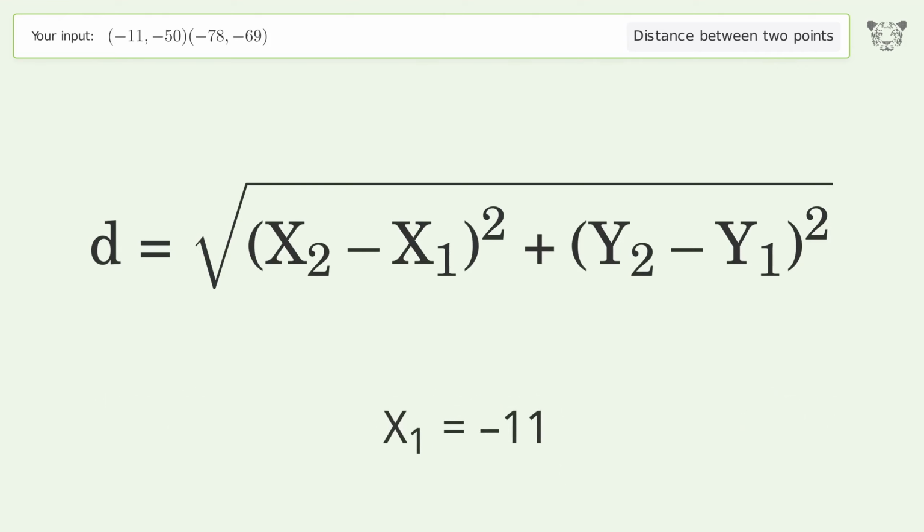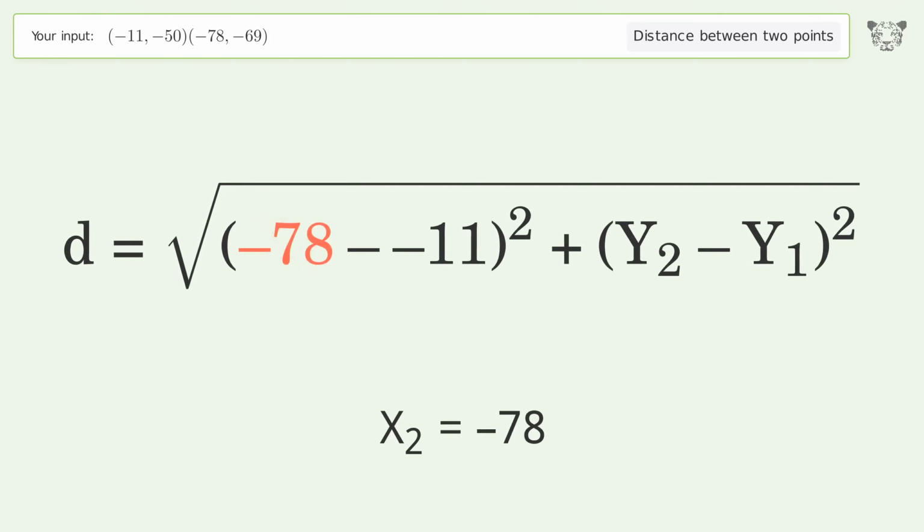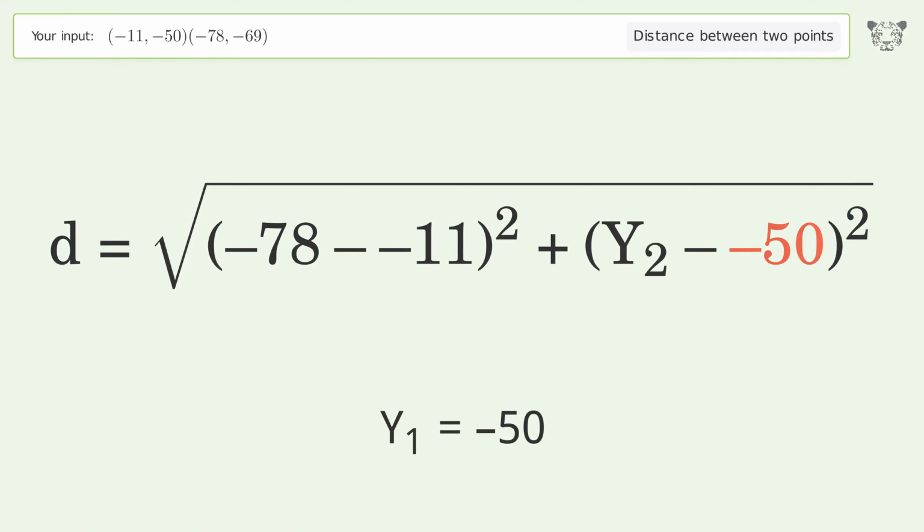x1 equals -11. x2 equals -78. y1 equals -50. y2 equals -69.